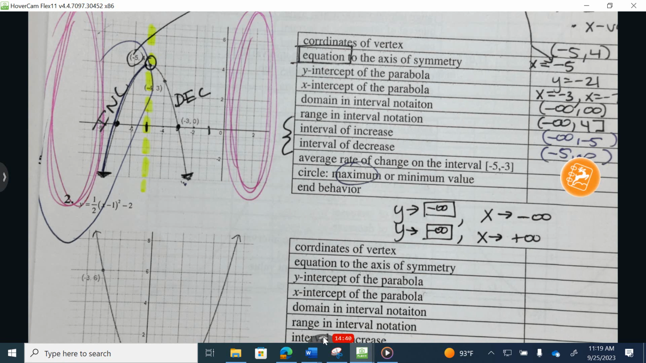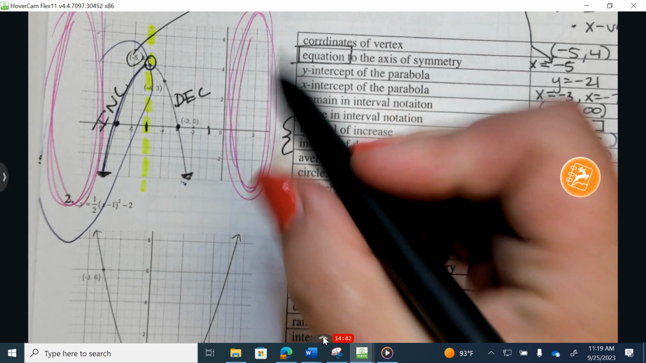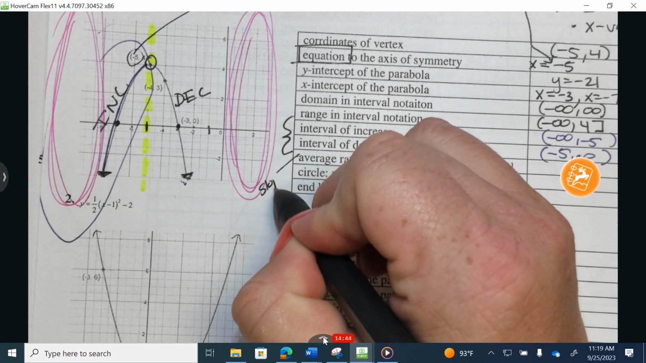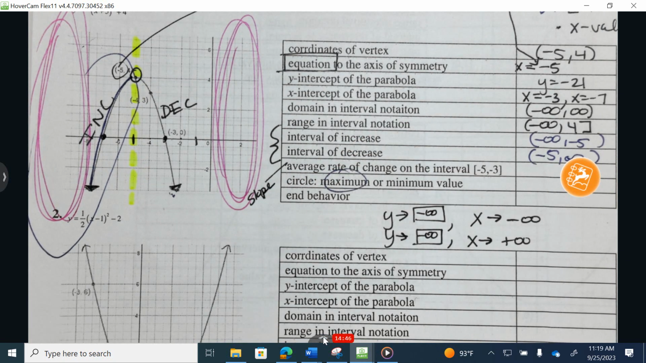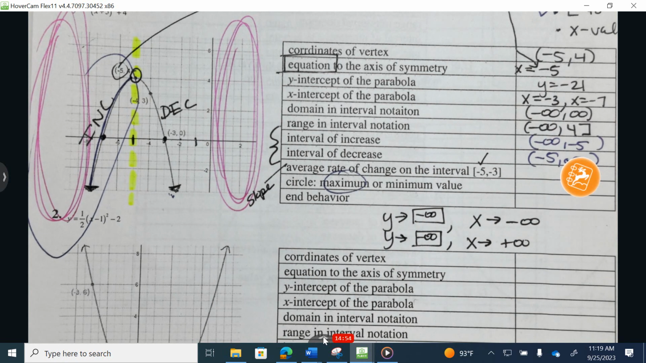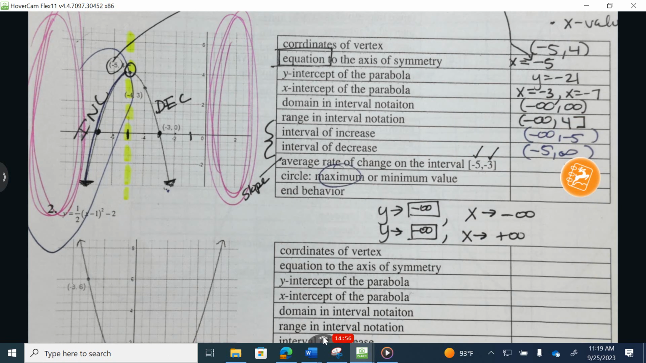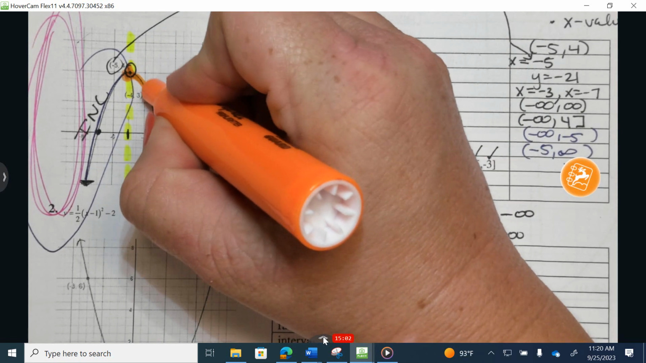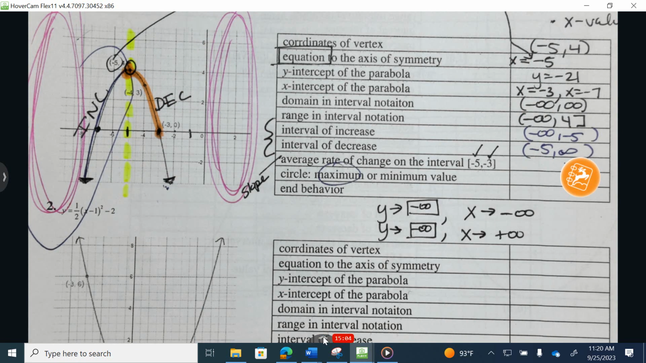When you see average rate of change, you should think the word slope. Come over here and write slope, please. I want you to identify, this is not an ordered pair, where's negative 5 for an x value on the graph? Where is negative 3 for an x value on the graph? So I'm finding negative 5, it's right here. I'm finding negative 3, it's right here, and I want to connect them. Please do the same using your pencil or pen, whatever you have.